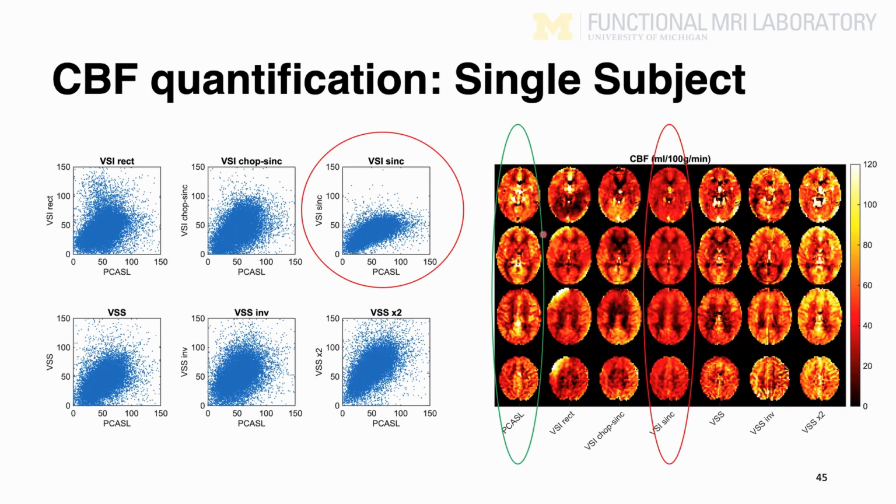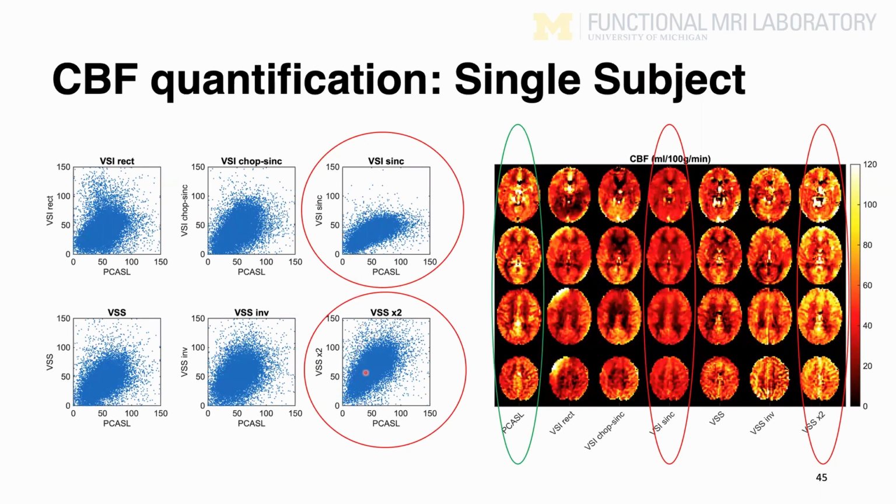So the ones that stick out were the sinc VSI, which was actually performing the best in terms of being robust, and the dual velocity selective saturation pulse. Essentially, this is just the velocity selective saturation, but we apply 2 of them, and that increases the amount of label that you can create. Gia has a very nice paper developing this technique with the dual velocity selective saturation pulses. So these 2 seem to be the ones that had the most correlation with PCASL.